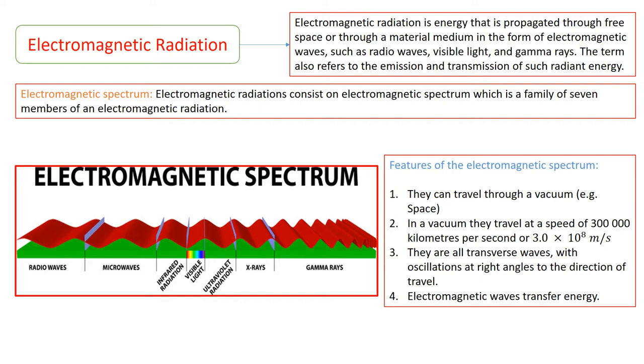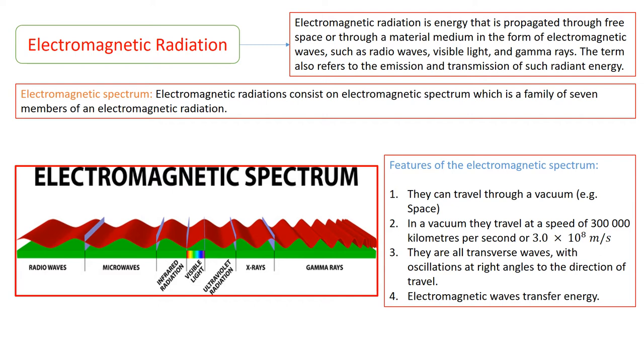Now, electromagnetic waves or electromagnetic radiation always consist of the electromagnetic spectrum. And the electromagnetic spectrum is a family of seven members. So it means that electromagnetic radiation consists of seven different waves. And the names of those waves are shown on the screen. The first member is radio waves, second microwaves, third infrared radiation, fourth visible light, fifth ultraviolet radiation, sixth X-rays, and the seventh gamma rays.